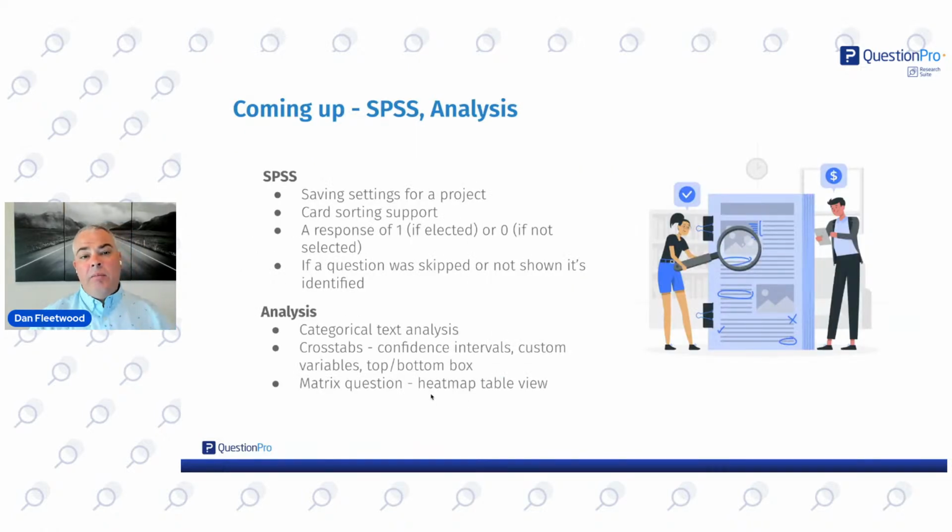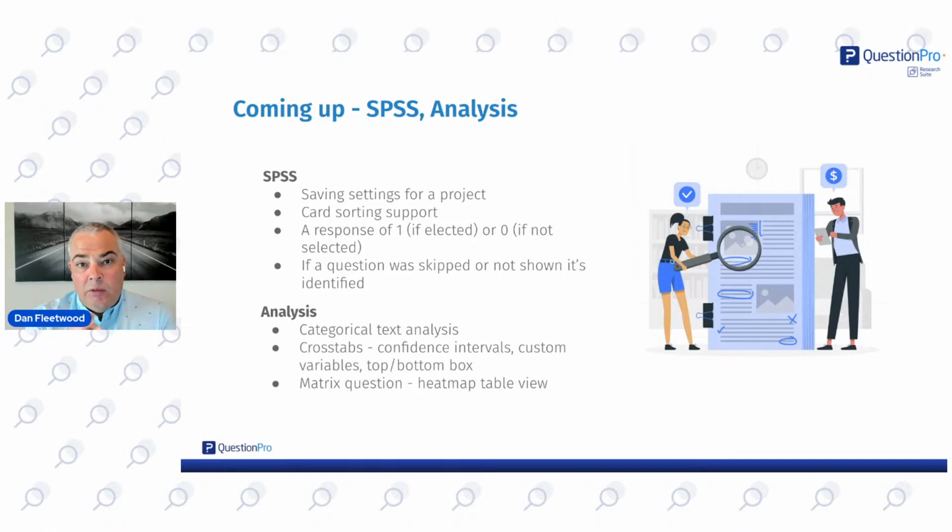All right, so coming up, this is more of what we're going to be working on in Q3 and Q4, and probably somewhat into Q1: SPSS. This is something that we want to improve on, like saving settings for a project, hard sorting support, responsive 1 if selected, 0 if not selected. If a question was skipped or not shown, some way to identify that. So, improving our support for SPSS. This is something that we want to do.